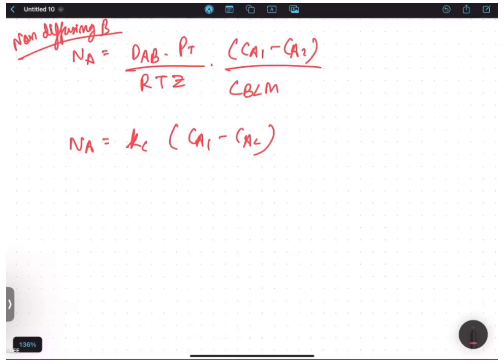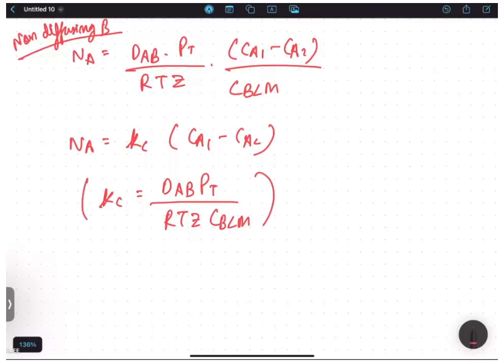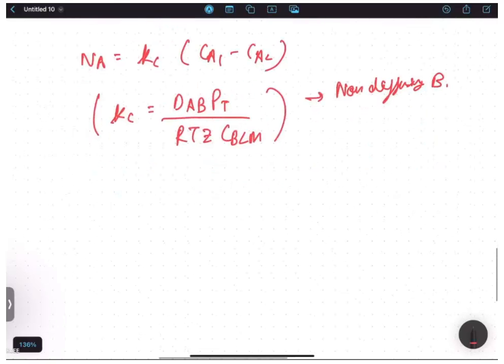So we just compare them, and from here we can write that Kc is equals to DAB PT by RTZ CBLM for the case of non-diffusing B. Remember, this is only for the case of non-diffusing B. Like the mass transfer coefficient for the case of diffusion of A through non-diffusing B, with concentration difference being our driving force, will be Kc, that is equals to DAB into PT divided by RTZ into CBLM. Clear? Let us take partial pressure difference.